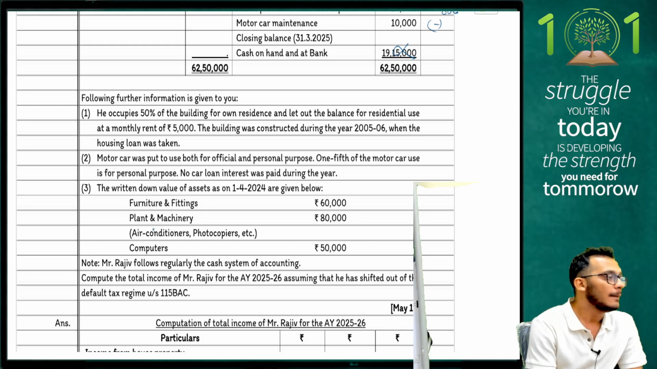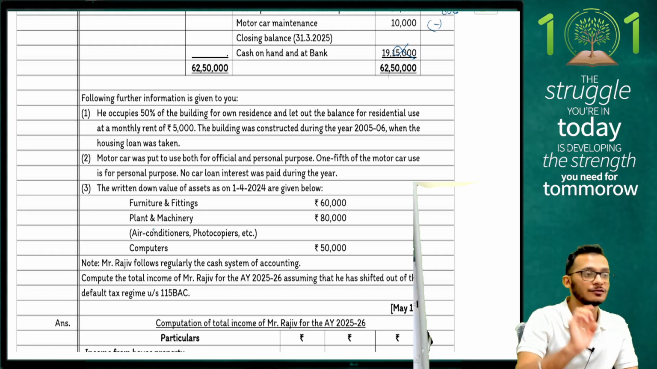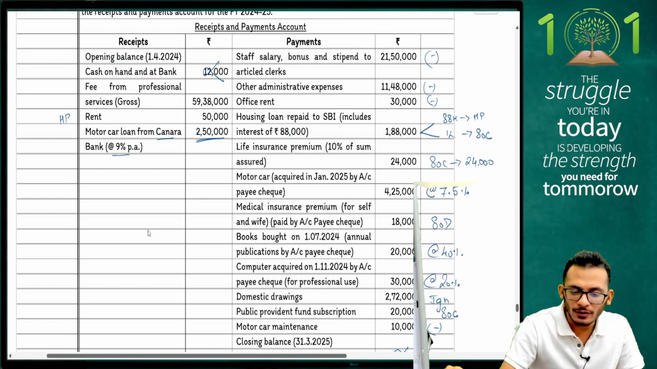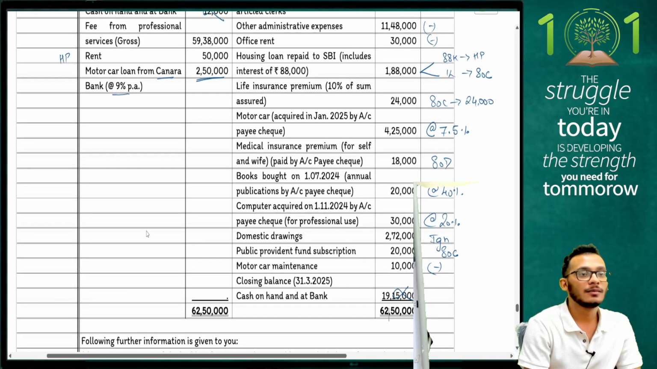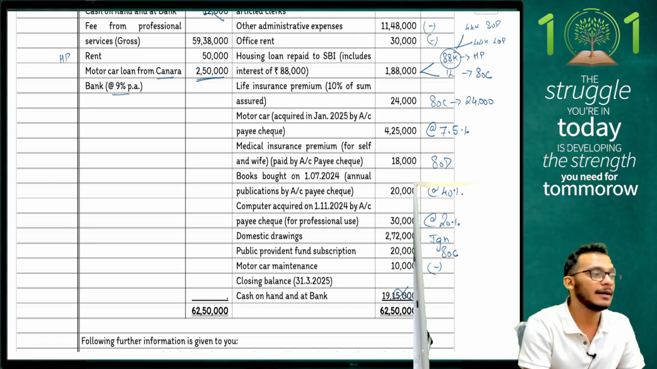Only municipal tax and interest on loan will get impacted because municipal tax will be paid for the full house. Interest on loan also will be paid for the full house. So look at the question and tell me, do you have any municipal tax payments? No, so ignore it. Do you have any interest on loan? Yes, which means this 88,000 now will get split into two. 44 for SOP and 44 for LOP. Correct? Yes or no?